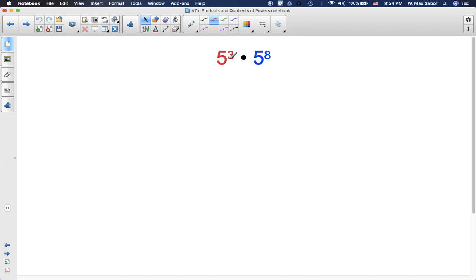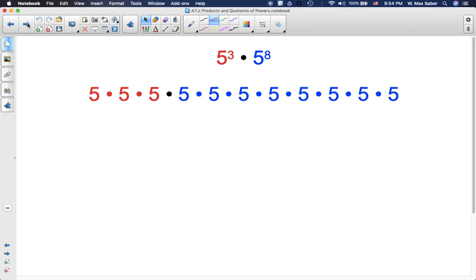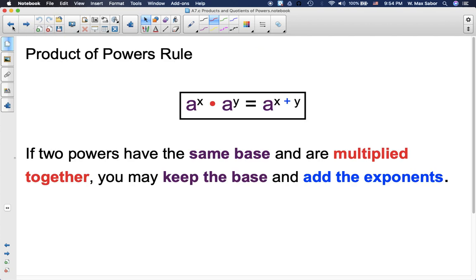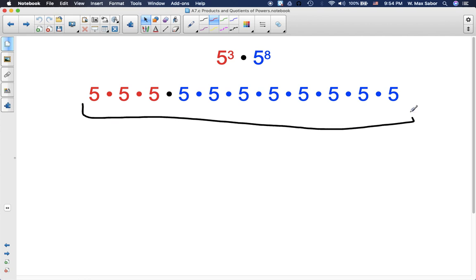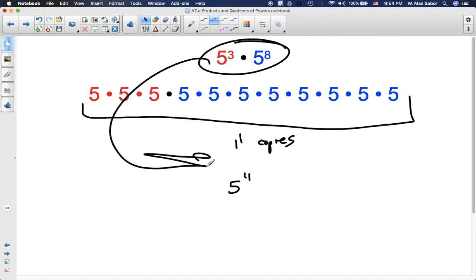So when you see 5 to the third times 5 to the 8th, well, 5 to the third is 3 copies of 5 multiplied together, and this is 8 copies of 5 multiplied together. This is the long way. And in total, that's 11 copies. So you can say this is 5 to the 11th. Well, what's the way you go from here to here? Well, you can just say 3 plus 8 gives you that 11.